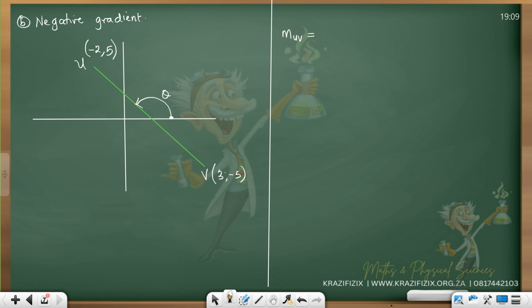Negative 2. Negative 2. Okay. Can we confirm? I need confirmation. You're confirming that it's negative 2? You also confirm that it's negative 2? Bonolo, given. Zurich, are you getting negative 2 as well?